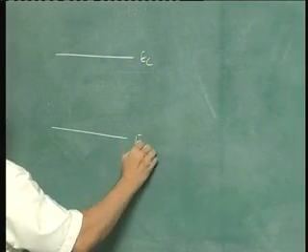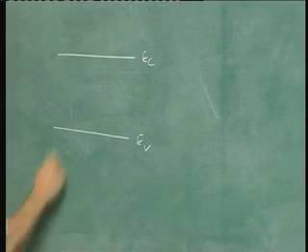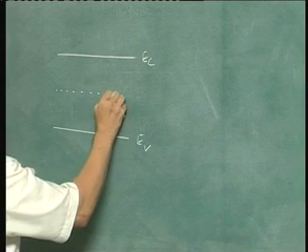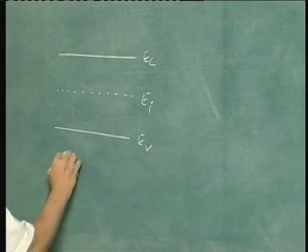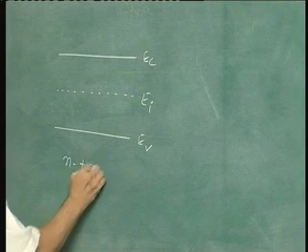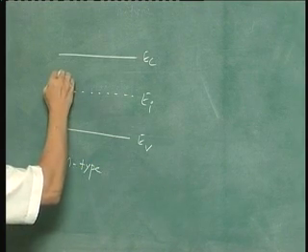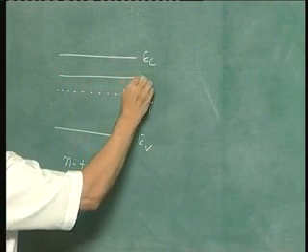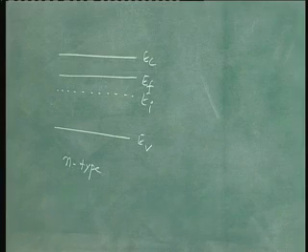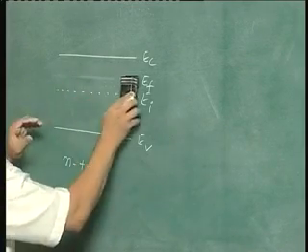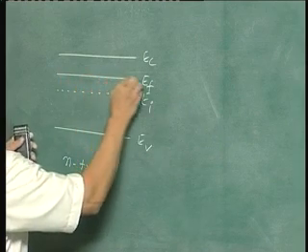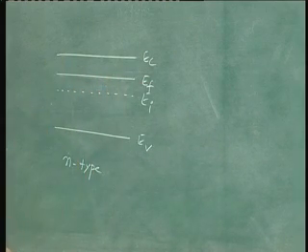Ec, Ev, that is, we are drawing the energy band diagram. This is Ei, and let us assume an n-type semiconductor. So, this is your Ef. So Ef will be more than Ei.